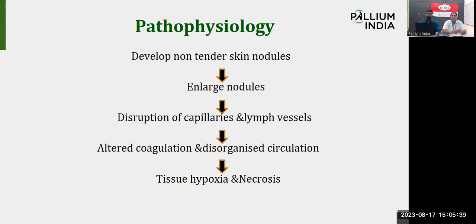Because of that disruption, coagulation processes are altered, and that will lead to disorganized circulation. So the improper circulation will lead to tissue hypoxia. The cells will not get proper oxygen supply. That will lead to tissue hypoxia, and finally, because of insufficient oxygen supply to the cells, there will be necrosis, that is tissue cell death. Okay, so this is the process: there will be a non-tender skin nodule. Because of that, the nodules will enlarge because of overgrowth of the cells. The nearby lymph nodes or capillaries will be disrupted, leading to impaired circulation or disordered coagulation. That will lead to hypoxia and necrosis.